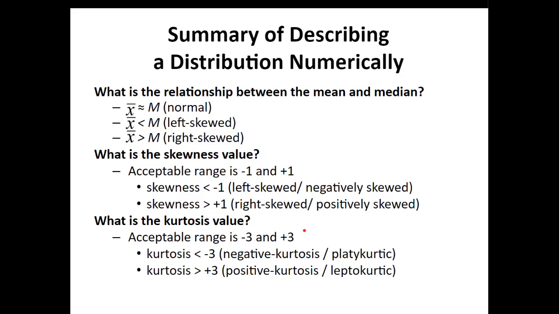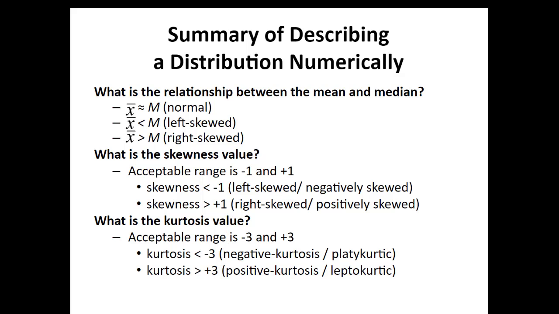And the kurtosis value is going to tell us how squatted down the mode is and how much of the distribution ran into the tails, or how pointed the mode is, so that the tails became even thinner because all of the area under the curve was being pushed up to create that really tall mode. The acceptable range for the kurtosis is between -3 and +3.